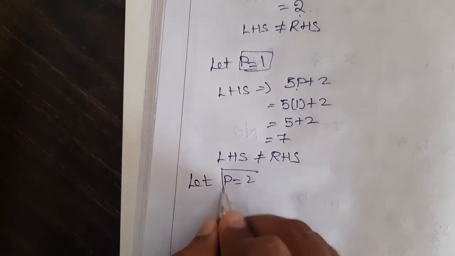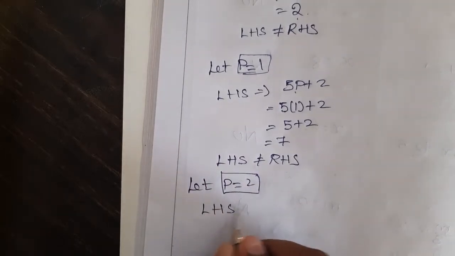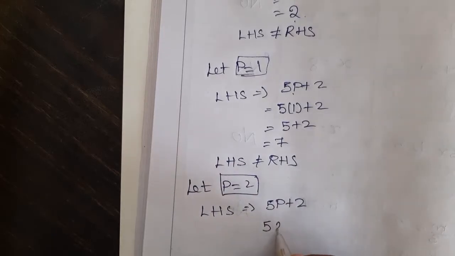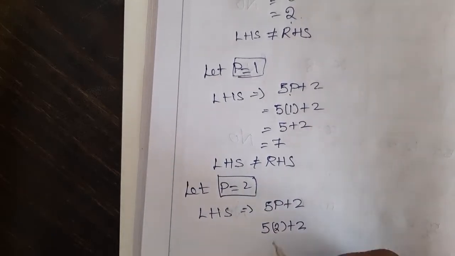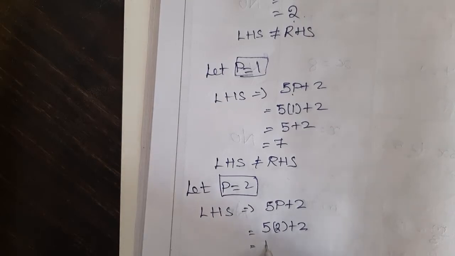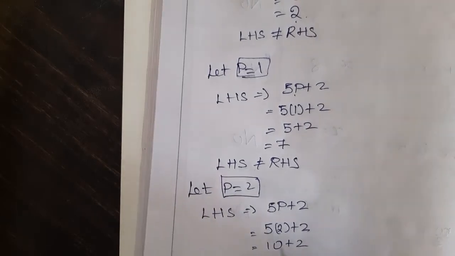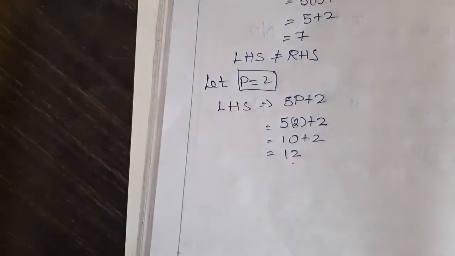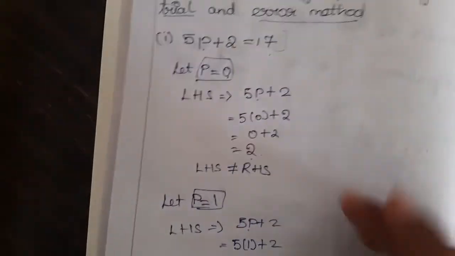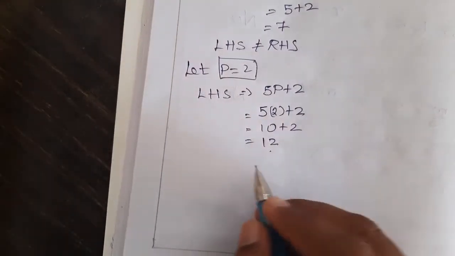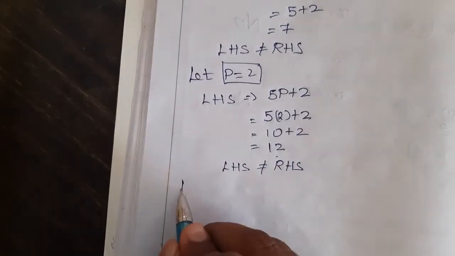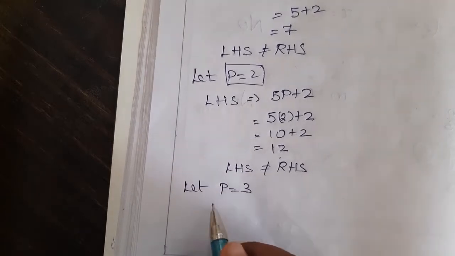Let p is equal to 2. And what is the LHS? 5p plus 2, which is equal to 5 into 2 plus 2. Right? So 5 2s are 10, plus 2, and 10 plus 2 is 12. Is it equal to RHS? RHS is 17, right? Just see here, the given RHS is 17. So we will try until we get 17. So LHS is not equal to RHS. So let me try with p equal to 3.